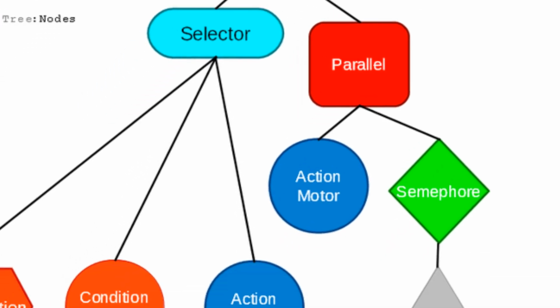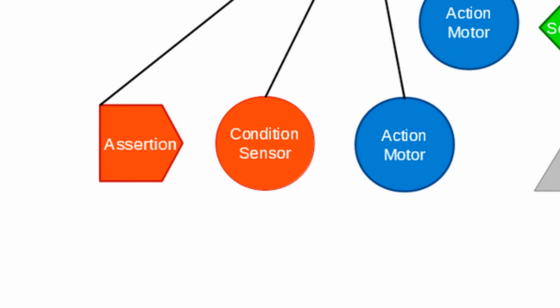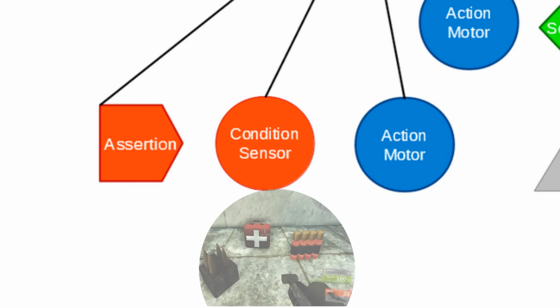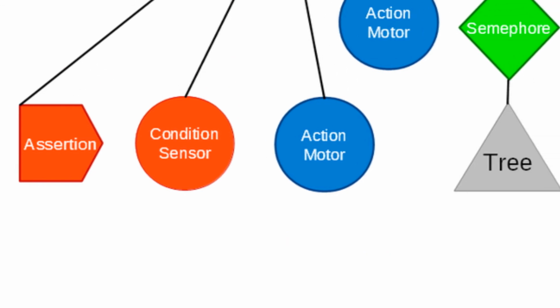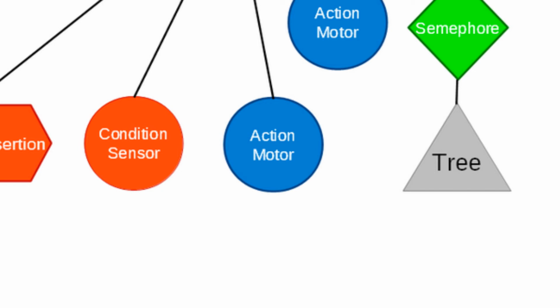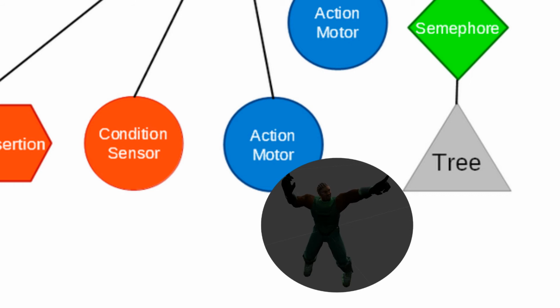The condition leaf node is used to provide input into the bot. This could be in the form of line of sight traces, stat checks against health, ammo, etc. It's used to determine what type of actions need to be performed. The condition leaf node gives us the opportunity to implement a simple rules-based expert system. The action leaf node is responsible for animating and moving the bot.